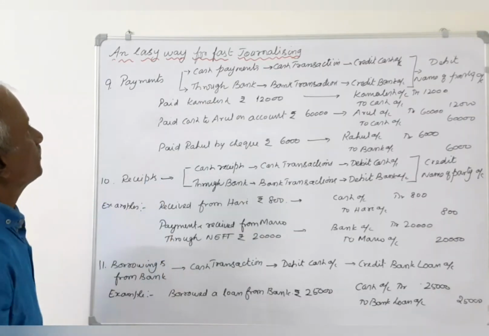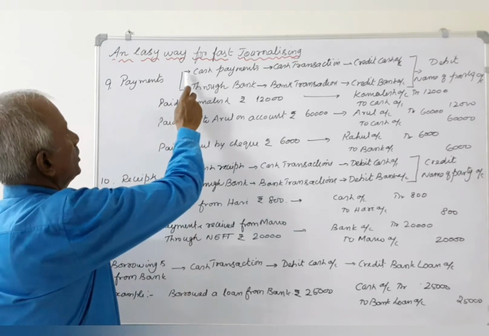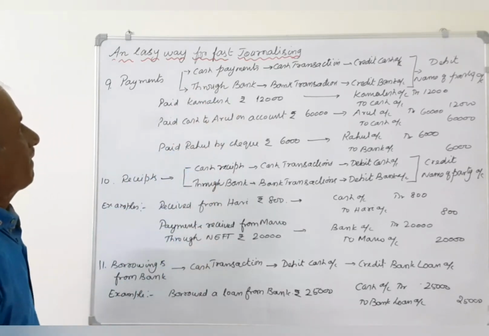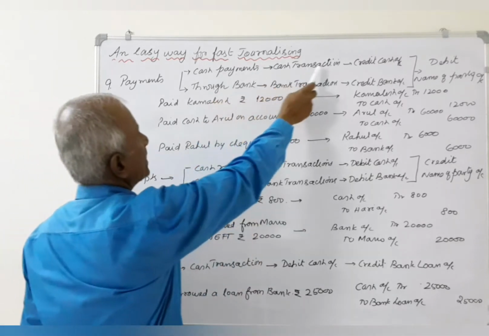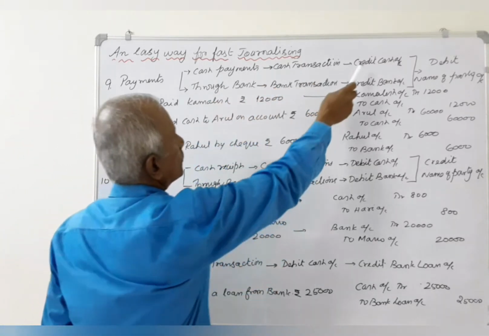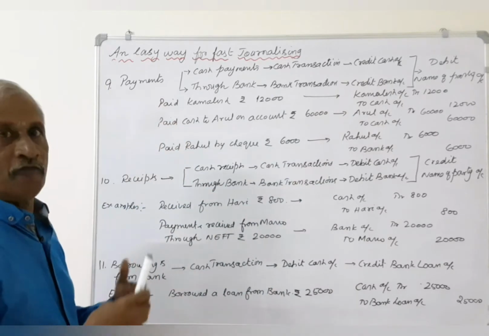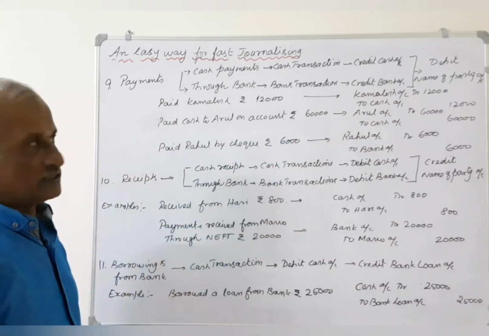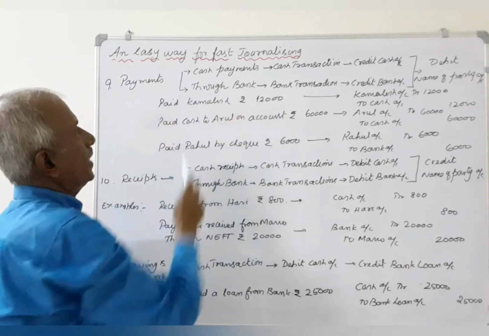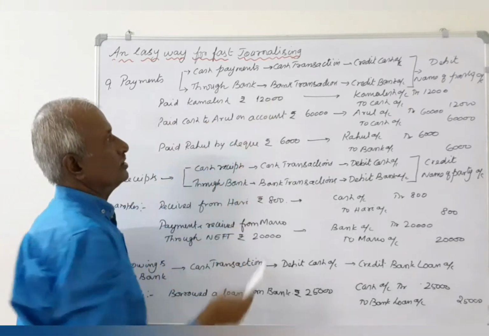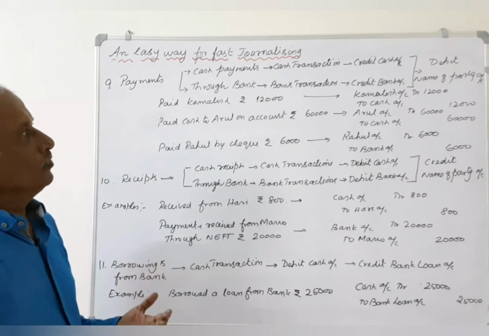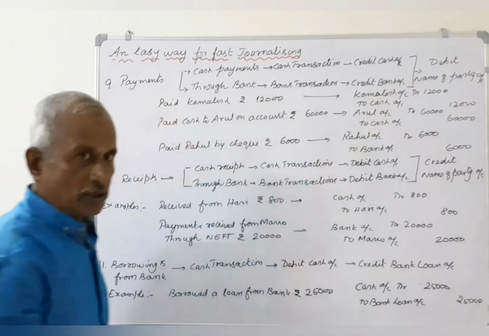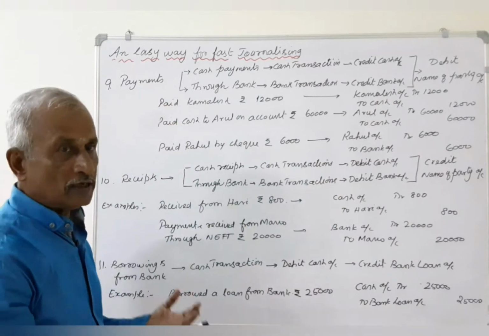Nine. Payments. There are two types, cash payments or payments through bank. Cash payment is a cash transaction. So credit cash account, credit what goes out. Debit name of the party, debit the receiver. Payments through bank, bank transaction, credit bank account, banker is the giver. Debit name of the party, debit the receiver.